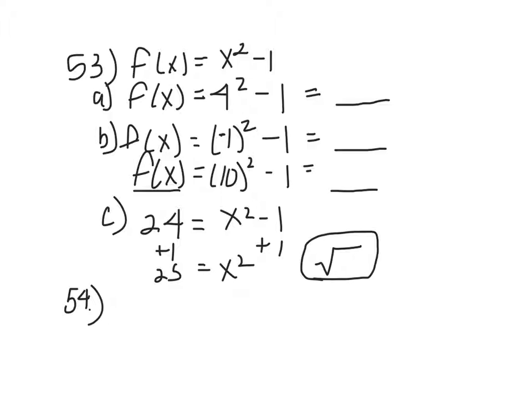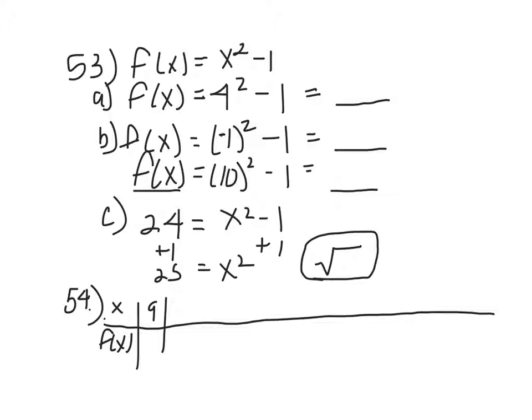is another table. Instead of y this time, we have f of x. And it says find the relationship between the inputs and the outputs, between x and f of x. And it gives us a partially filled in table.